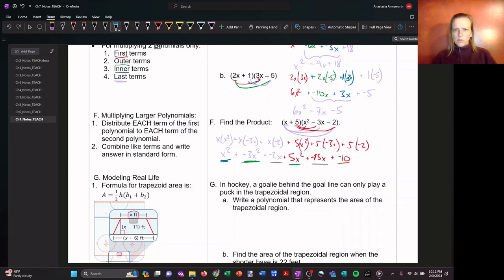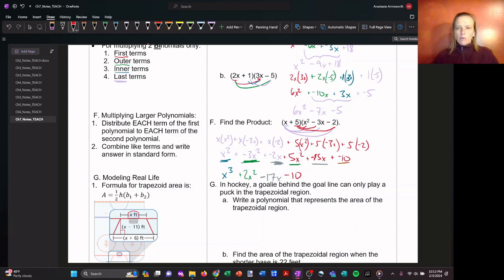I want to write this in standard form, so I'm going to focus on that x cubed first. And then I'll do my negative 3x squared plus the 5x squared, which is positive 2x squared. Then I'll do my gray color here. Negative 2x minus 15x is negative 17x. And then I'll include my negative 10, which is my only constant here. So x cubed plus 2x squared minus 17x minus 10 is the final answer from multiplying these two larger polynomials together.